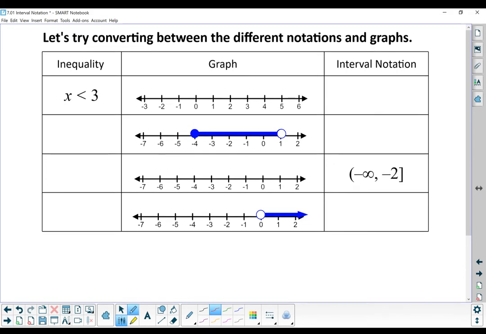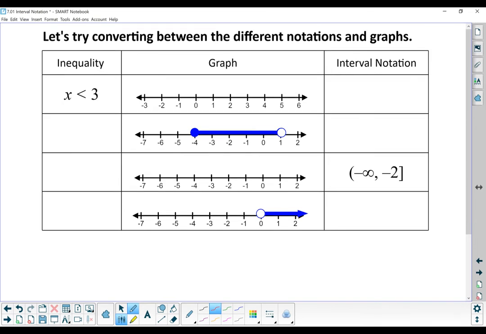Okay, so let's try to convert between some different notations now. So this first inequality is x is less than 3. We practiced graphing things like this a second ago. So we've got an open boundary value at 3, and x less than means we're going to shade all of those numbers that are less than 3. So in interval notation, this would be from negative infinity up to 3, and we would use a parenthesis on the 3 because that 3 is not included.